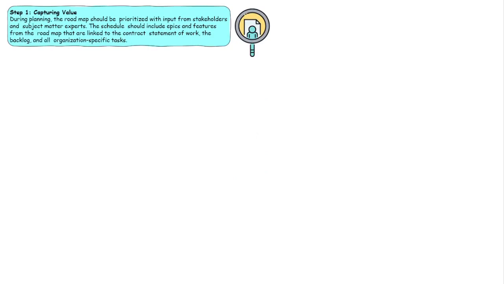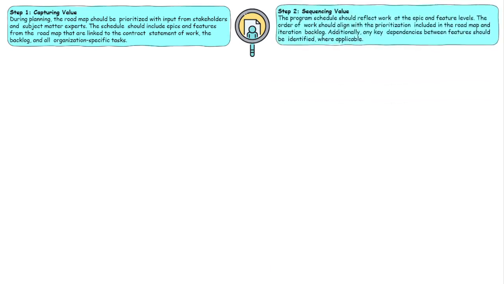Value is the key thing. And during planning, you want to focus on value going into the roadmap. Remember what I told you about epics and features? This is higher levels of thinking. Number 2, sequence the value. You got to decide when to release certain types of value and when to release other kinds of value.